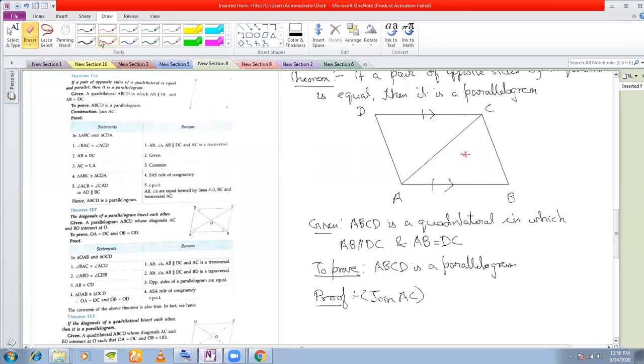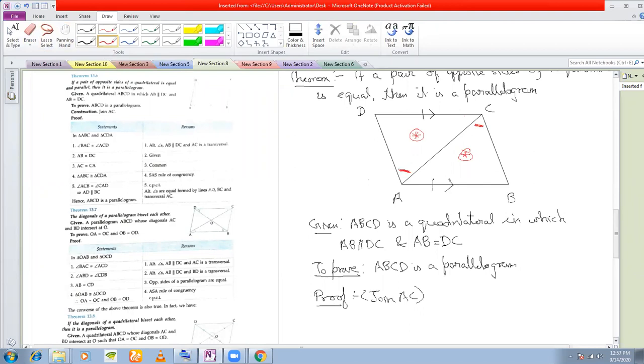Not these two angles. These two triangles, if I can prove congruent, then I can say that this angle must be equal to this angle by CPCT. Not those two angles, these two angles. Why these two angles? Because I want to show that these two are parallel. That's why. So what I'll do here is prove that this triangle and this triangle are congruent, and then by CPCT I can say that these two angles are equal.